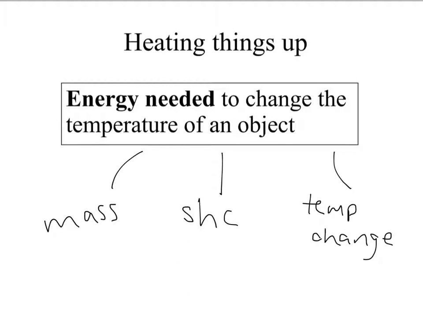The specific heat capacity is a property of the material that is being heated, and it depends on how easy or how hard it is to heat that material up. So a substance which has a high specific heat capacity will take a long time to heat up and cool down. Substances which have a lower specific heat capacity are much easier to heat and cool.